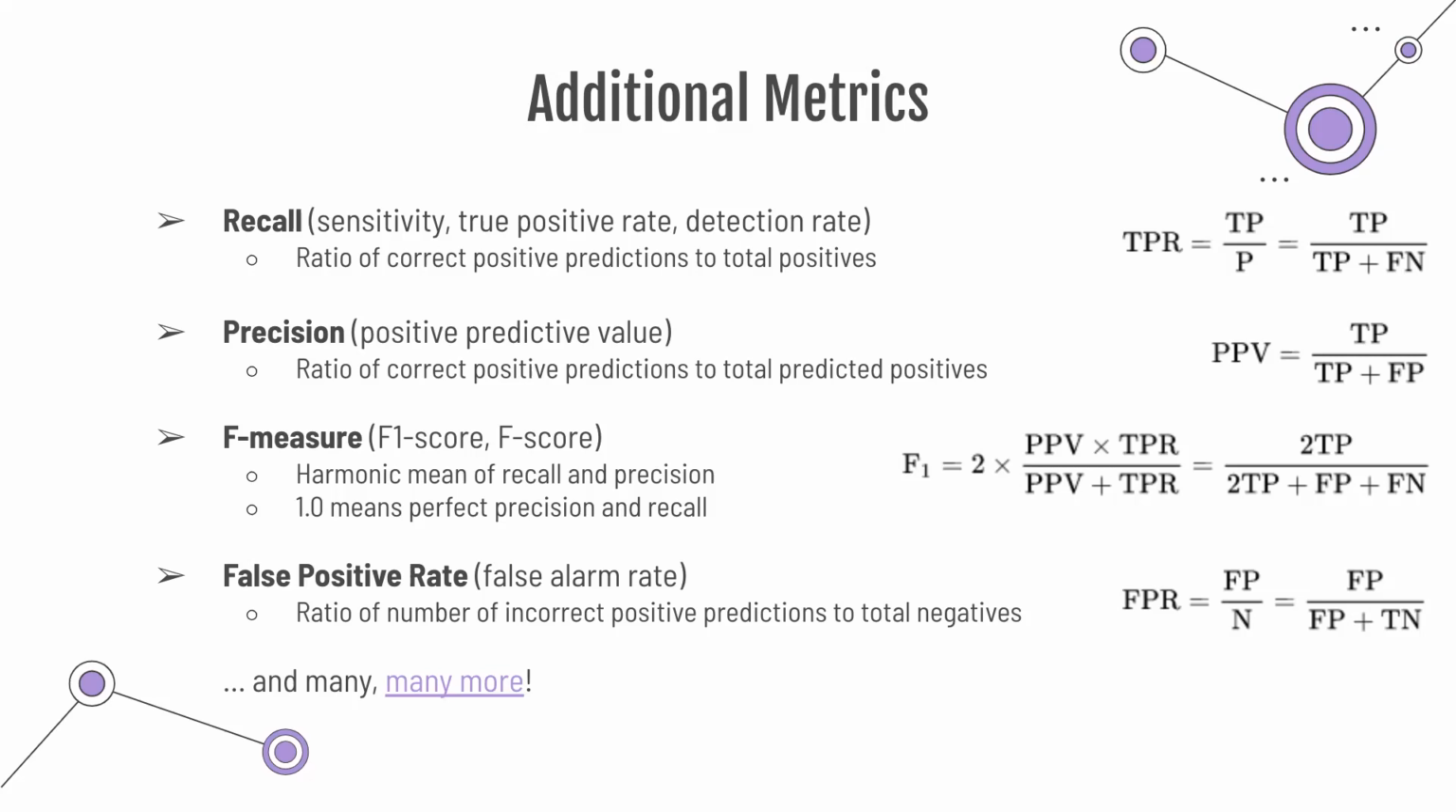And another important metric is the false positive rate. This is the ratio of the incorrect positive predictions, so false positives, over the total negatives. And the total negatives would be the true negatives plus the false positives. There are a ton more metrics for algorithms out there, and those can be applied in certain situations, but these are the 4 that are more applicable to anomaly detection.